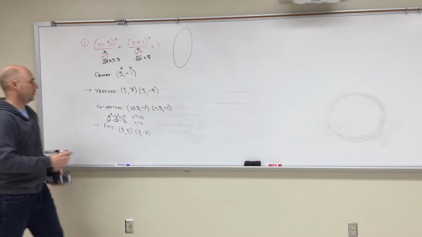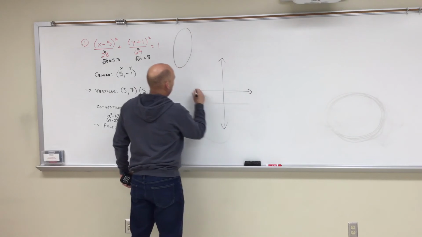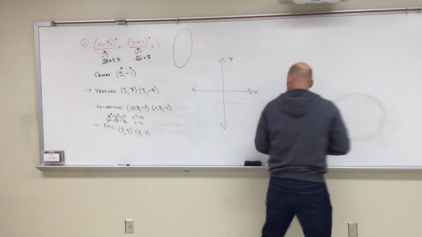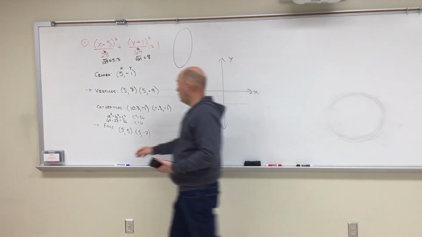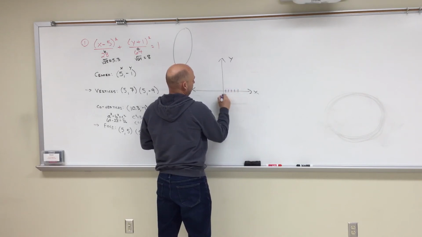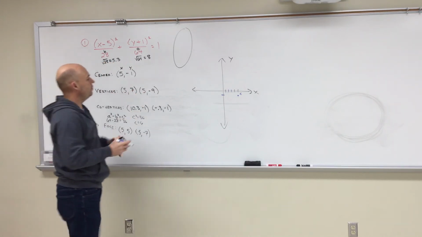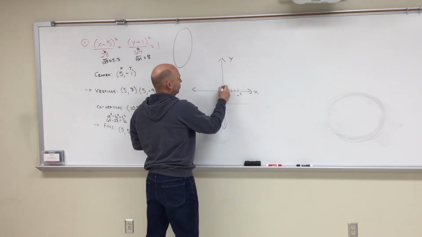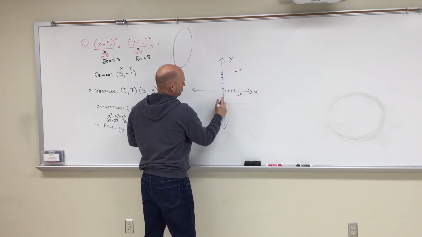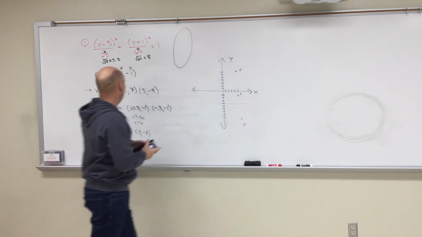Now it's time to graph. Okay, so let's set up our xy coordinates. Usually I have a fancy graph. Today I do not. All right, so if I go to graph this, I'm going to start at my center, 5, -1. So 1, 2, 3, 4, 5, -1. There's where my center's at. My vertices are at 5, 7, and 5, -9. So 5, 1, 2, 3, 4, 5, 6, 7. There's my vertex. 1, 2, 3, 4, 5, 6, 7, 8, 9. There's my other vertex. All right?